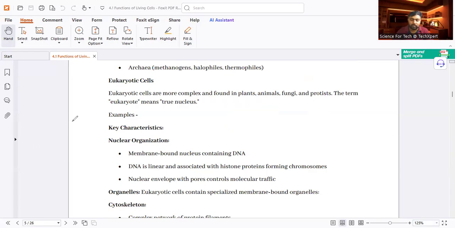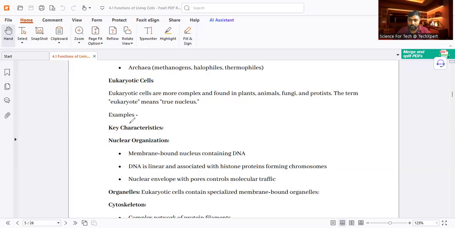the ribosome doesn't have a membrane, no? So that is only limited to prokaryotic cells. That is not the truth. You can see it in eukaryotic cells. That's why I told you there are two kinds of ribosomes, 70S and 80S. 70S are in prokaryotic cells and 80S are in eukaryotic cells. Okay? These are more complex.